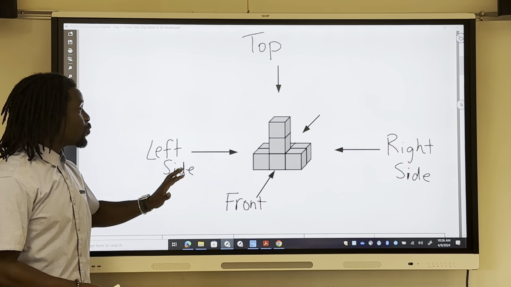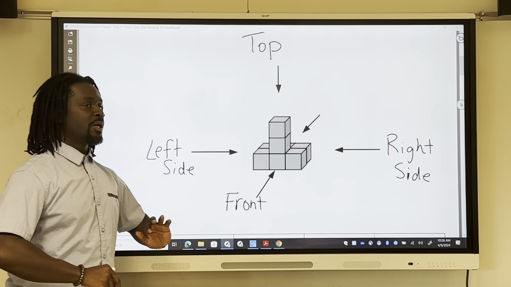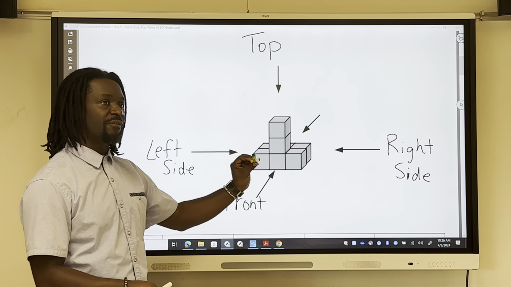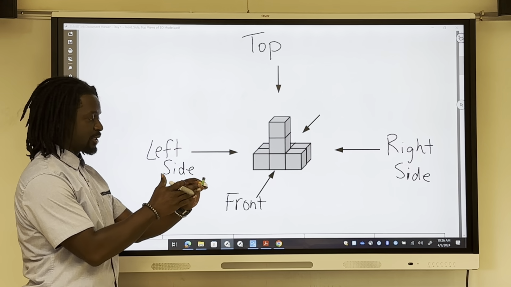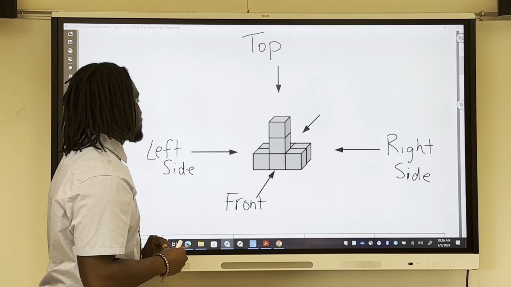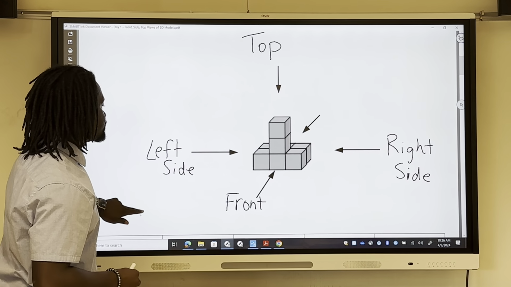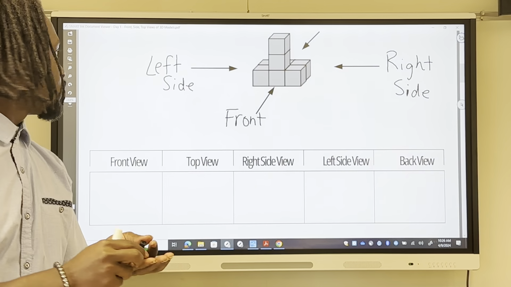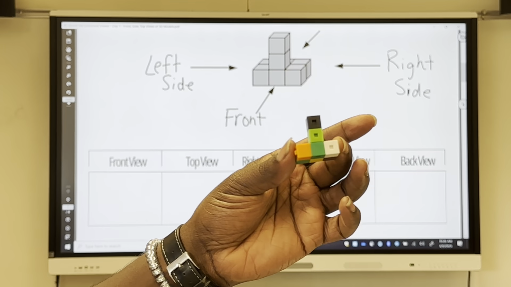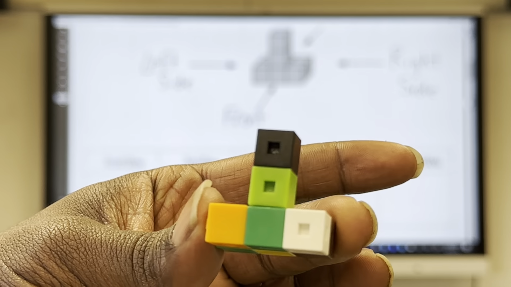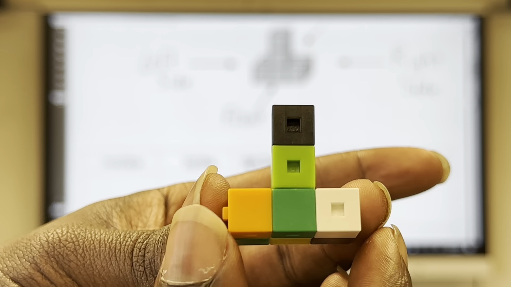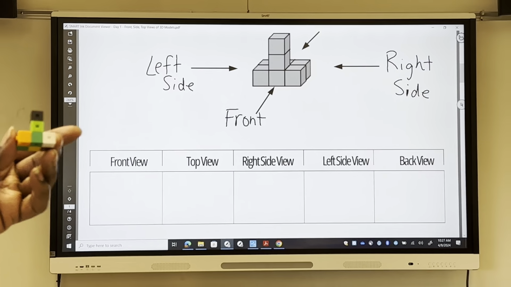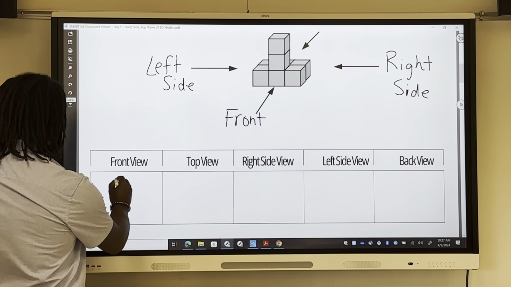All we're doing in today's lesson is identifying what a picture would look like if I take this figure and look at it from the front, or from the sides, or from the top. Again, this is a figure that I can hold, but I am looking at it from the front, okay? I'm only looking at it from the front. What does it look like? I want you to draw a picture of what the front view would look like.